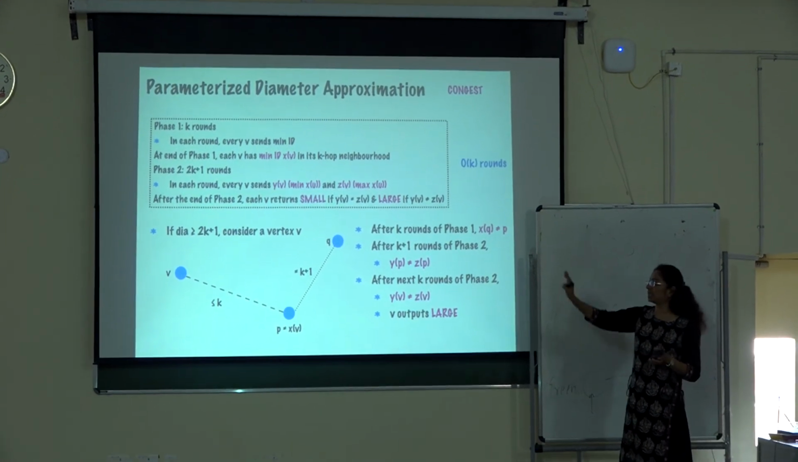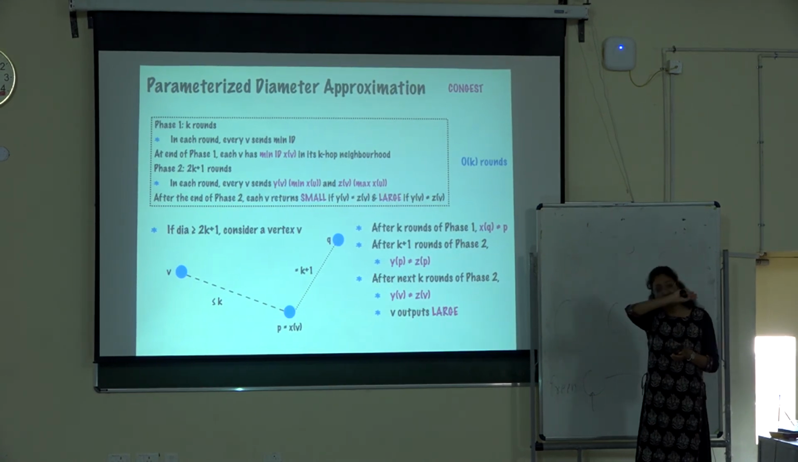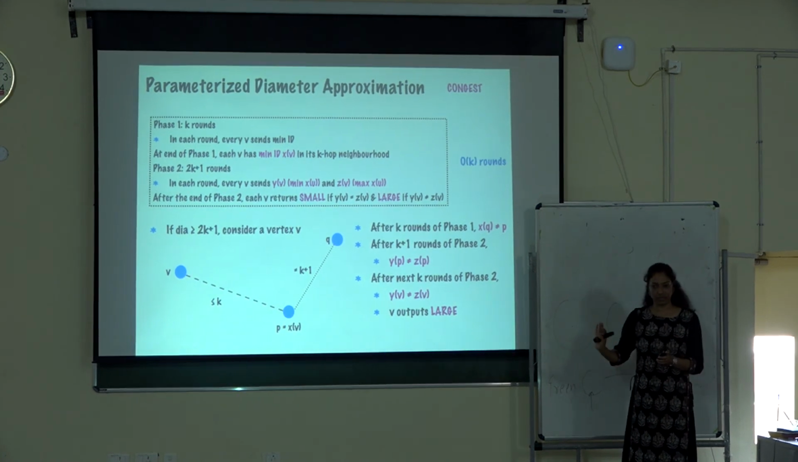The diameter of the graph could be really huge. All that is guaranteed is at least 2k plus 1, but it could be very large. Though it is very large, V and Q are not that far apart. That's the point I'm making.